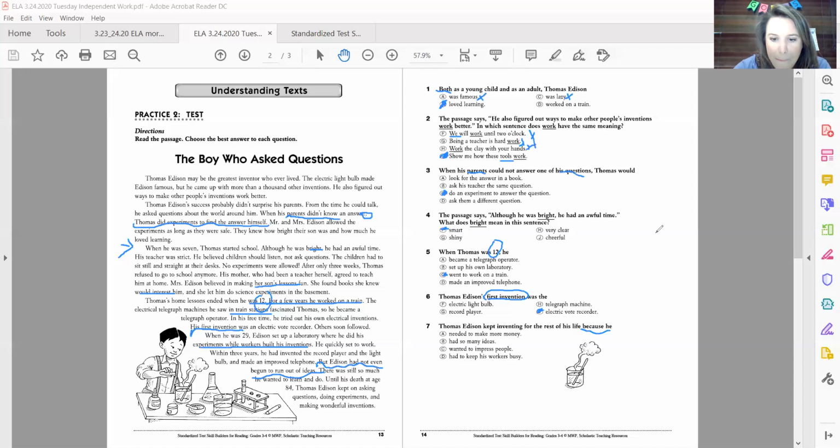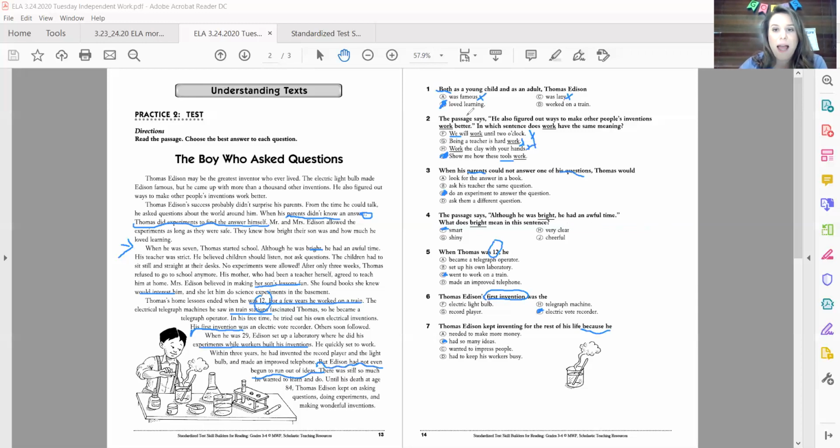He needed to make more money? No, it doesn't say that. Had so many ideas? Yes, it did say that. Let me just check the other ones just in case. Wanted to impress people? No, it didn't say that. Had to keep his workers busy? Nope. It specifically said, and we underlined it, but Edison had not even begun to run out of ideas. So it tells you there was still so much he wanted to learn until his death at age 84. So there you go, there is that one.